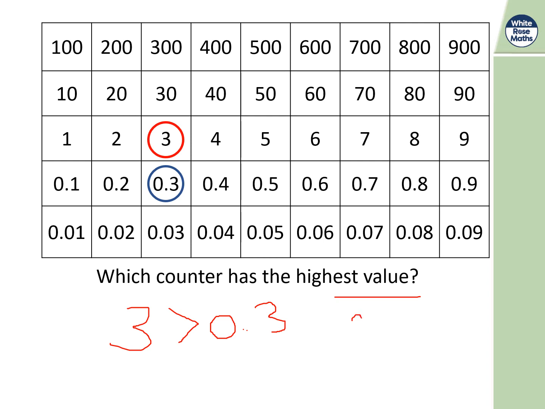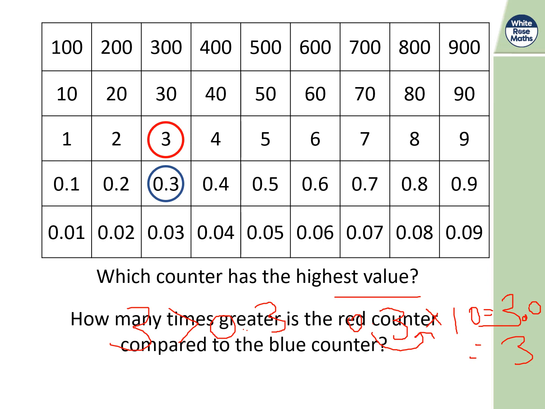So if I do 0.3 times 10, I get the answer of 3, because the decimal point has moved one place to the right. So the answer goes to 3.0, which is just the number 3. The decimal point is there just to make it clear. So the one in red has the highest value. How many times greater is the red counter than the blue counter? Well, it's 10 times bigger, or 10 times larger, you could say.